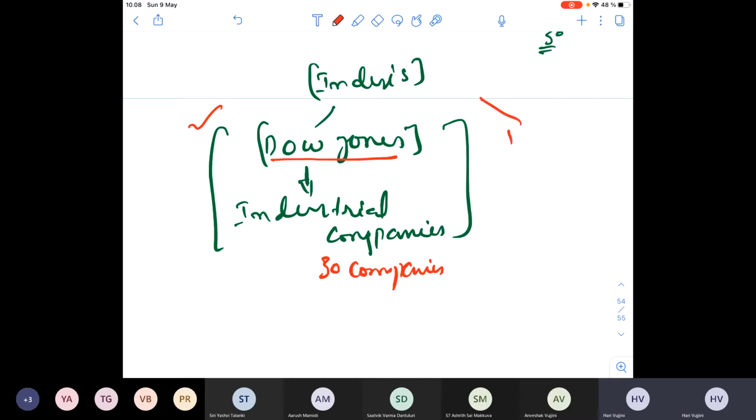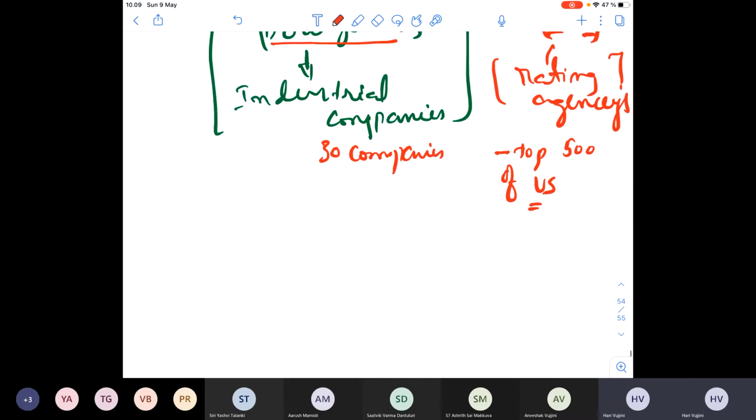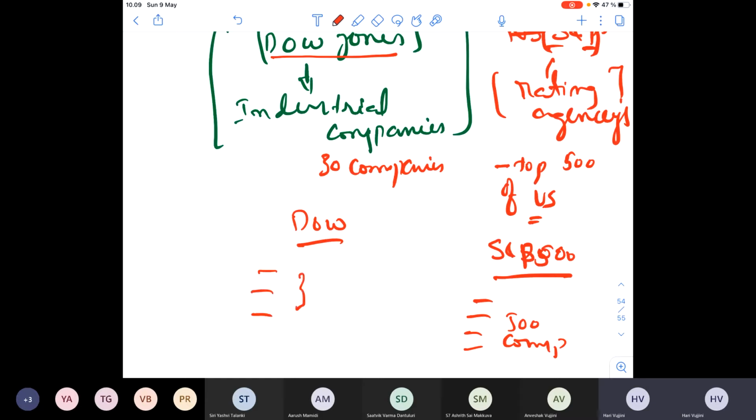Similarly, there is another index called the S&P 500. S&P stands for Standard and Poor's. It's a rating agency. We will talk about rating agencies. What the S&P 500 does is it tracks the top 500 companies of the US. So the S&P 500 has the top 500 companies of the US, and the Dow consists of the top 30 industrial companies of the US. These are both US index funds.